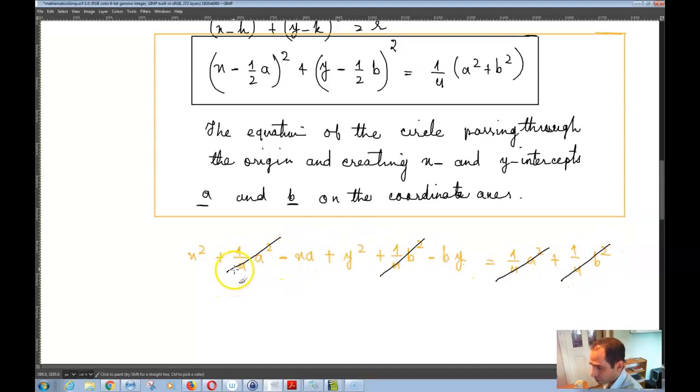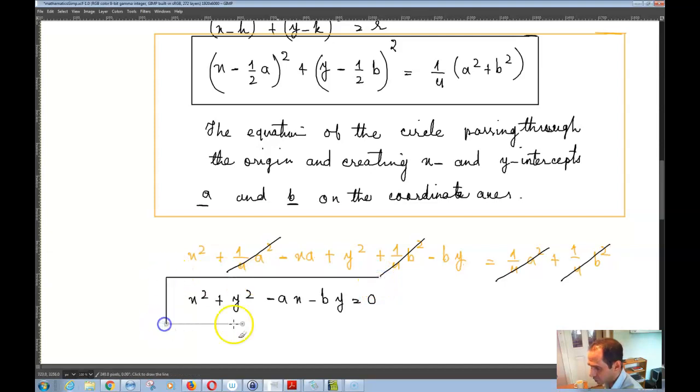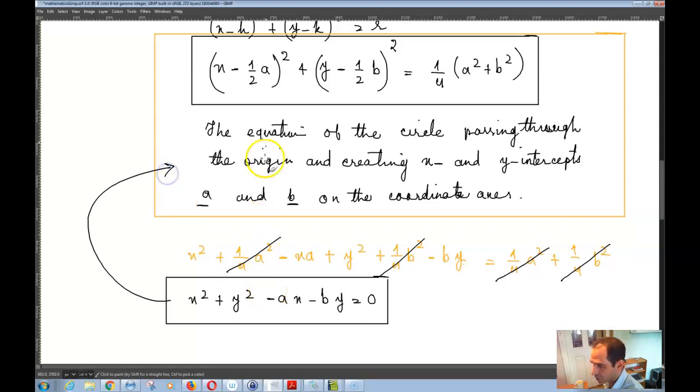So that means that you can write x squared plus y squared minus ax minus by is equal to 0, which is the equation of the circle. So the equation of the circle passing through the origin and creating x and y intercepts a and b on the coordinate axes is this: x squared plus y squared minus ax minus by is equal to 0.